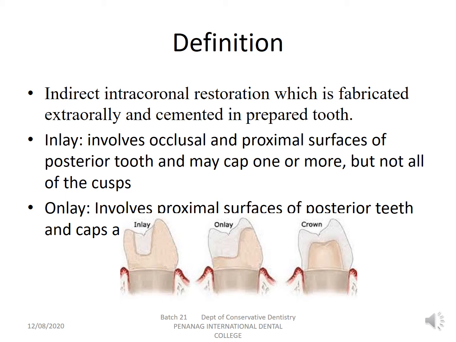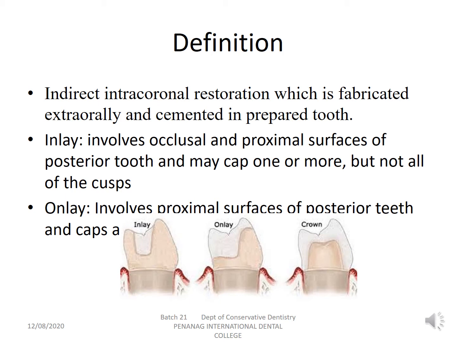So if you look at the picture of an inlay, okay, it is involving the occlusal and proximal surface here, but it is not capping any cusp. Okay, it may cap the cusp but not all cusps in an inlay. Whereas an onlay involves the occlusal and proximal surfaces and caps all the cusps. So the picture here is of a premolar, so it is capping both the buccal as well as the lingual cusp. Whereas in an inlay, it is involving the occlusal and proximal surfaces, but it is not capping any cusp, or it caps either the buccal cusp or the lingual cusp.